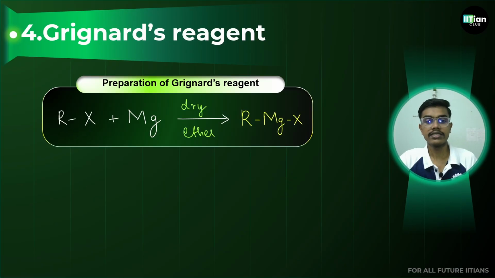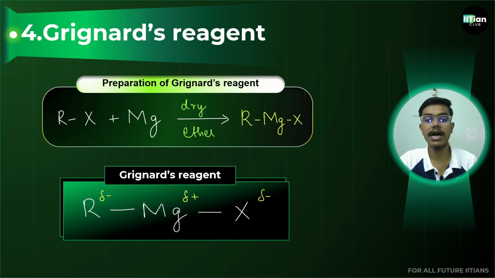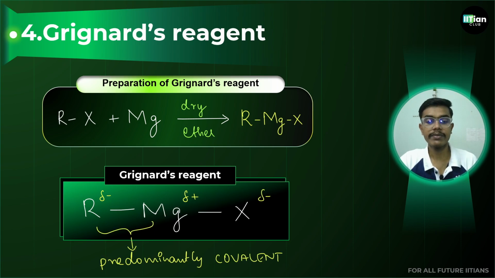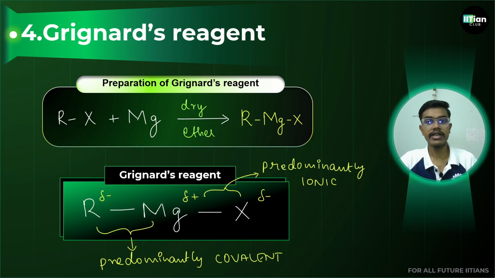Grignard reagent preparation is done like this. An alkyl halide, when it is reacting with magnesium in the presence of dry ether, you will be getting RMgX, and RMgX is the Grignard reagent. In this, the R-Mg bond is primarily covalent and the Mg-X bond is predominantly ionic. And you can see the charges also, which is rich in electrons and which is deficient in electrons. You can see R is a little bit rich in electrons and Mg is deficient.